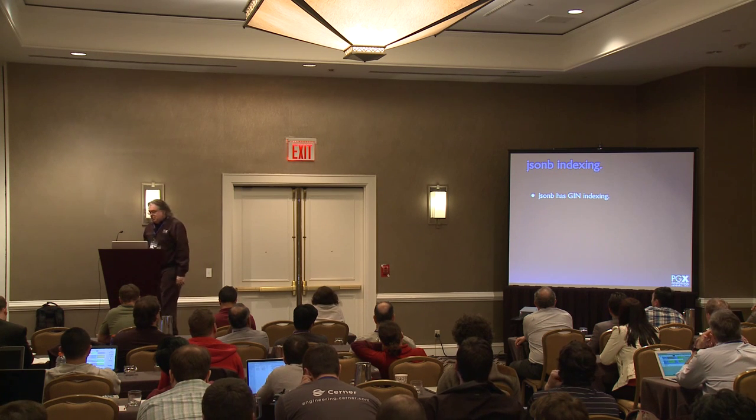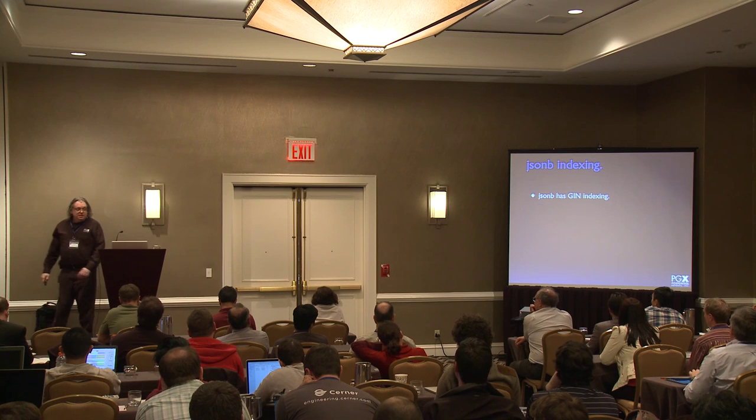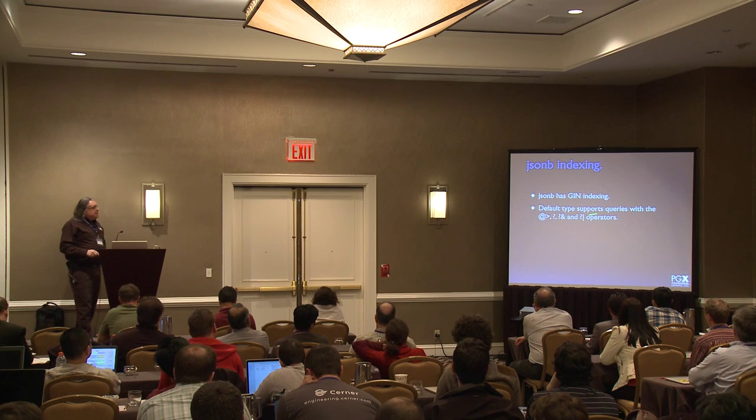JSONB has GIN indexing. GIN stands for Generalized Inverted Indexing. The default index type accelerates these operators.